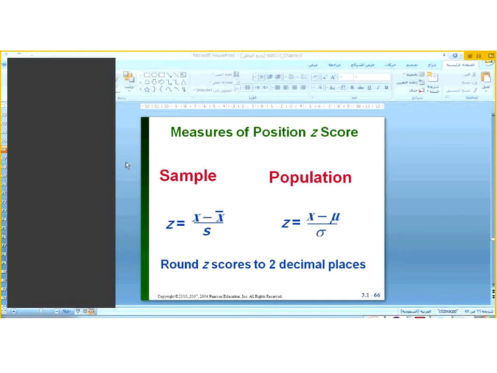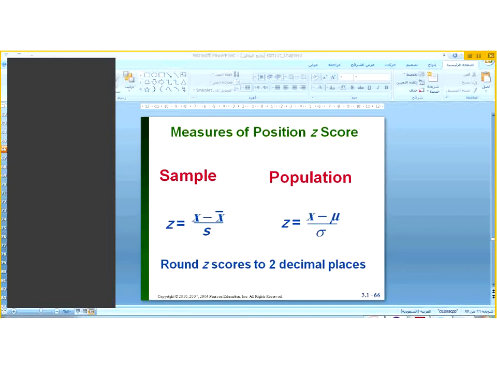So how can you calculate it? I will say 40 minus 20, which is the mean, divided by 2, which is the standard deviation. So it's equal -3. Bravo.